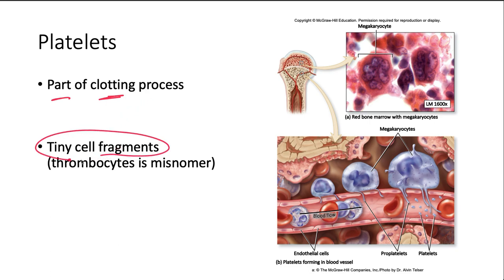And also, I want you to know that they're actually cell fragments. They're not whole cells. So this term, you may have heard it before, thrombocytes in place of platelets. But the ending there, cyte, means cell. That's a misnomer. It's misnamed. It's not a whole cell. I'm going to show you how they're made, but you don't need to know this process. Inside your bone marrow, where you make all of the formed elements of your blood, you have these giant cells.